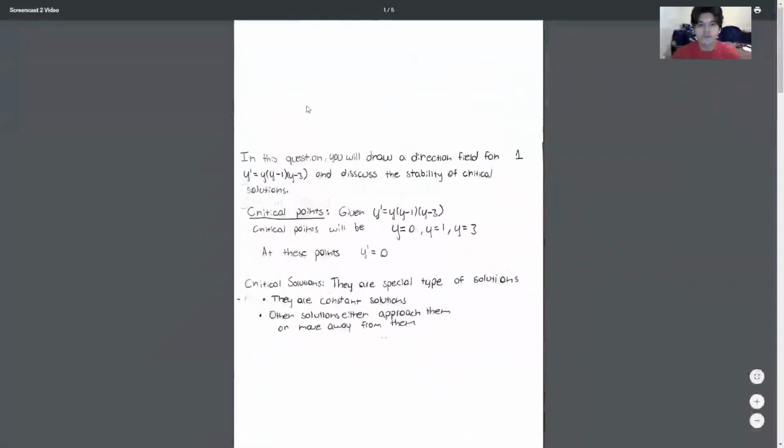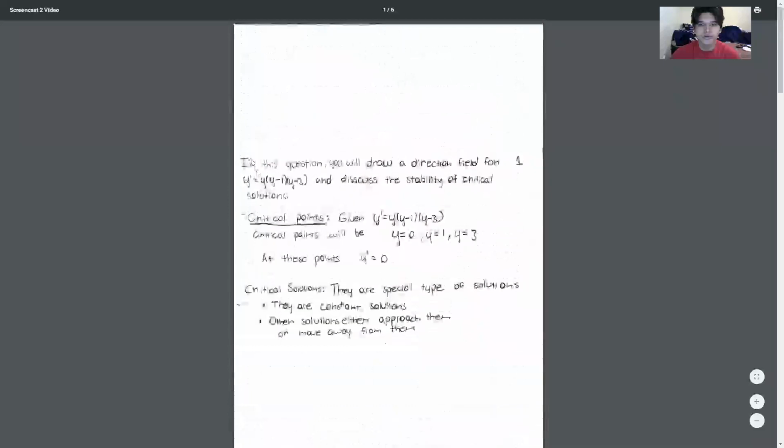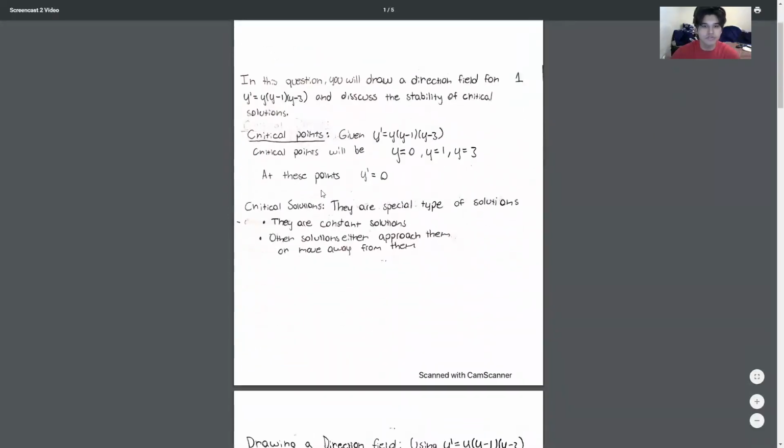My name is Miguel, and I'll be going over how to solve this differential equation. So let's go ahead and do this. In this question, you would draw a direction field for this given differential equation and discuss the stability of critical solutions. So here, let's identify the critical points.